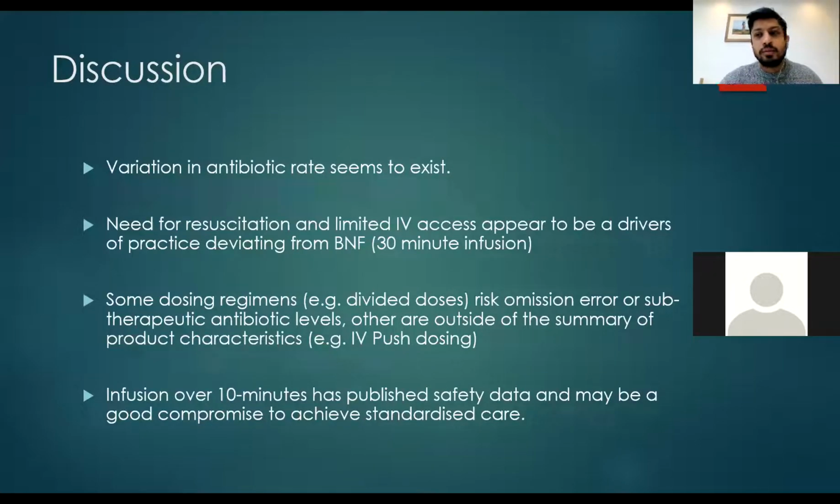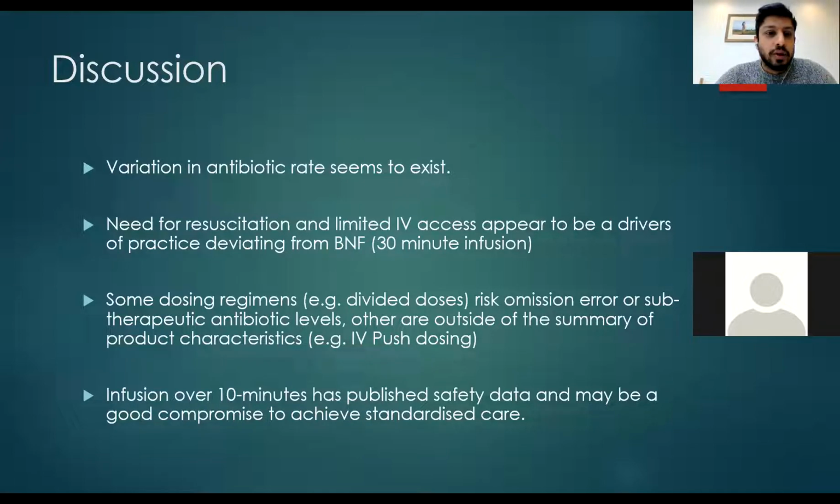And so, yeah, where does that leave us? I think what this shows is that, I recognize that there's a 44% response rate, and within 2 regions, but it's suggestive, at least in the centres that we surveyed, of variations in antibiotic rate administration.